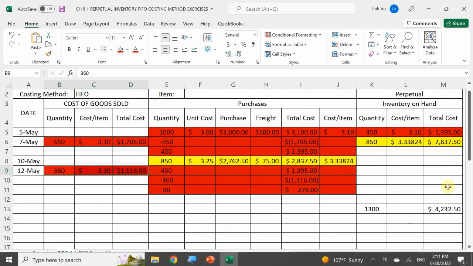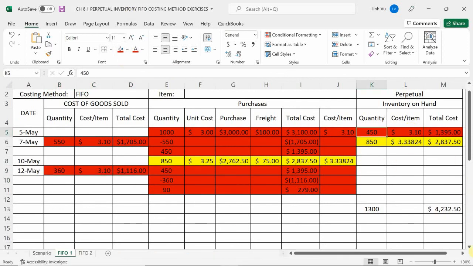So then let's update my inventory because I no longer have 450 units left. I just have 90. So that's going to give me 940 units left on hand. My red batch is now 90 units at a grand total of $279.